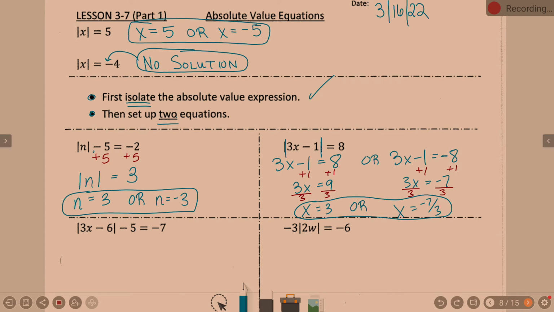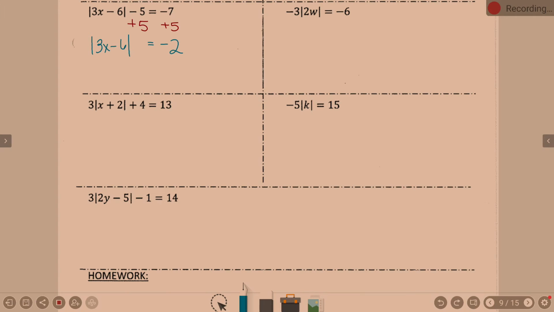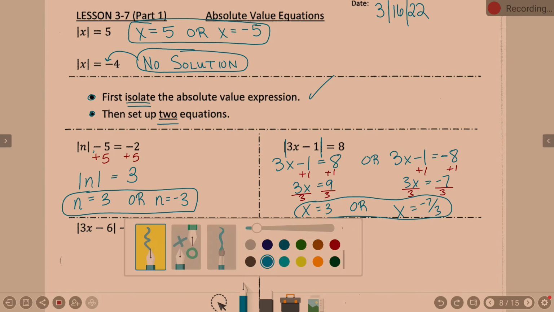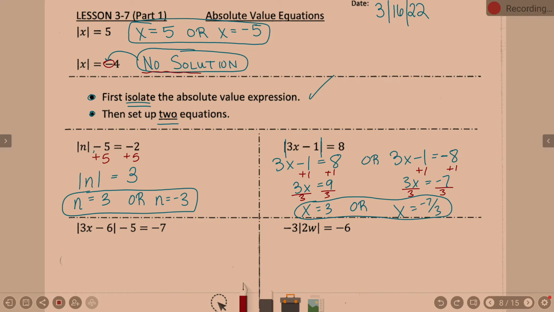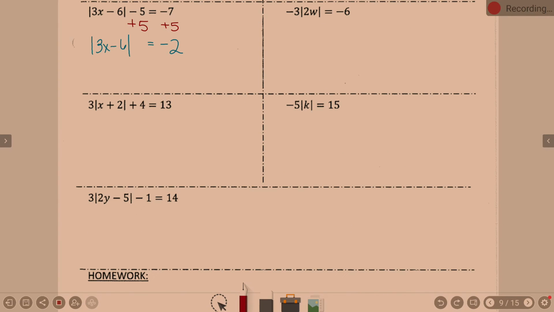Okay. Now, on this one, what's different about this one? It's absolute value equal to a negative. No solution. You remember up here? What did I say about absolute value equal to a negative? No solution. Did we just get absolute value equal to a negative? Yeah. We did. So because that's a negative, we're going to say no solution. It always needs to start with an absolute value equal to a positive.